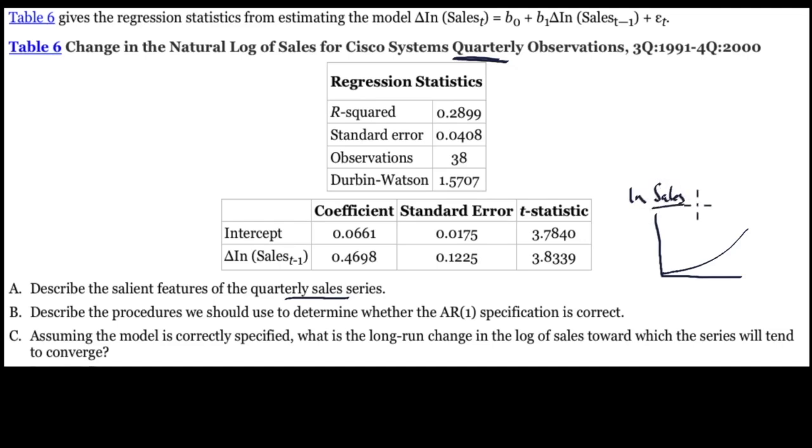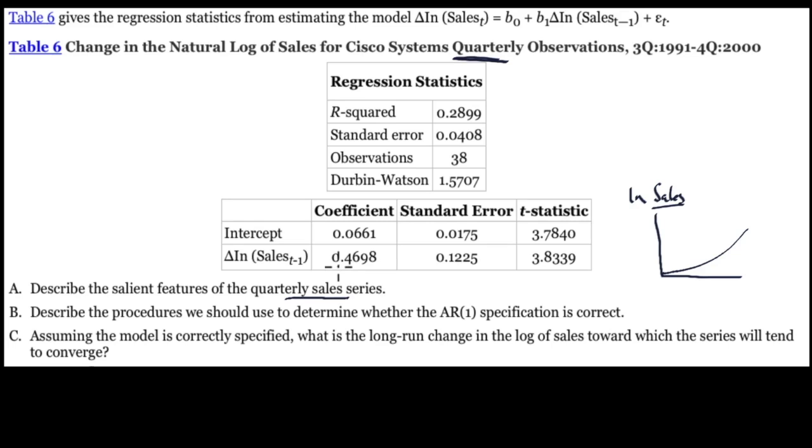That is pretty much what you're going to find on any sales series. If sales is the series you're looking at, you're pretty much going to find that you're using a natural log of that series. B, describe the procedures we should use to determine whether the AR specification is correct. Well, we ran the AR specification. We have our t-statistics. They look like the intercepts are significant. This intercept is well below 1, so maybe we don't have a unit root.